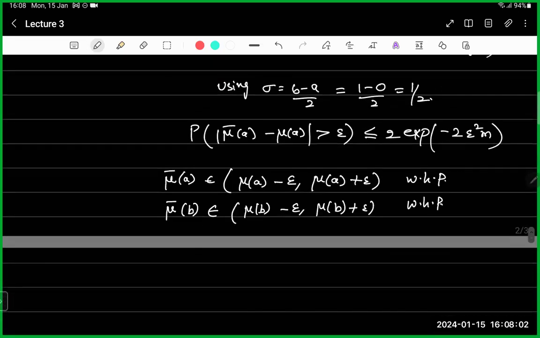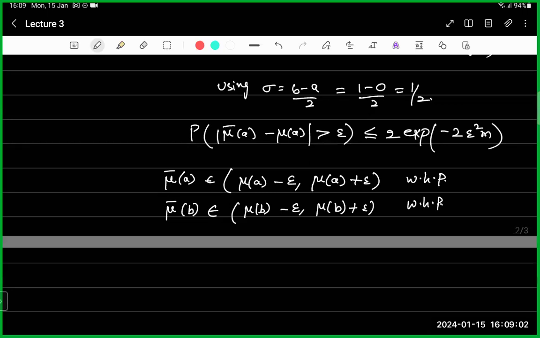Now we will do the analysis in two scenarios. These hold with some probability. That means with some probability, this interval could be wrong. With a good probability, this will belong to this interval, but with some probability, it might not belong to this interval. So we'll divide our analysis into these two scenarios. Scenario one, our intervals are satisfied. Scenario two, our intervals are wrong, because that is also possible, right? With some probability, intervals can be wrong.